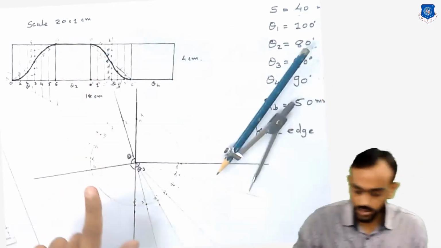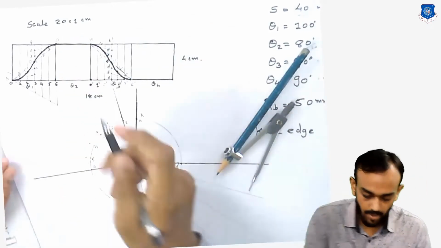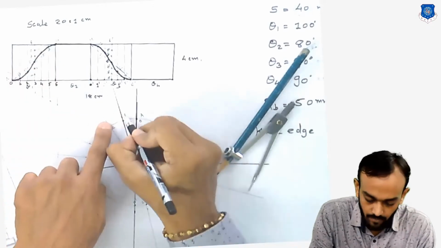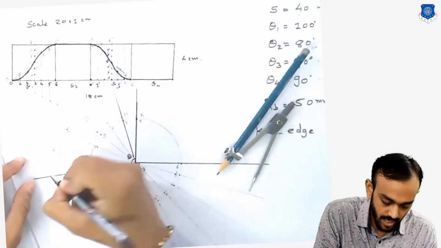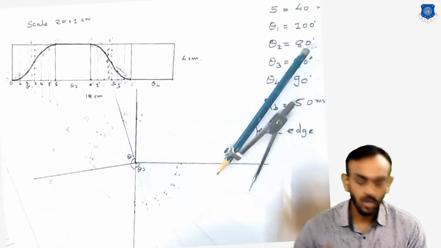First of all I will give the numbering here, same as here: A, B, C, D, E, F and G.